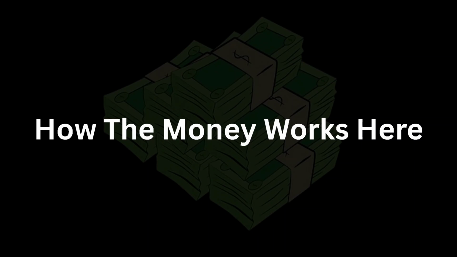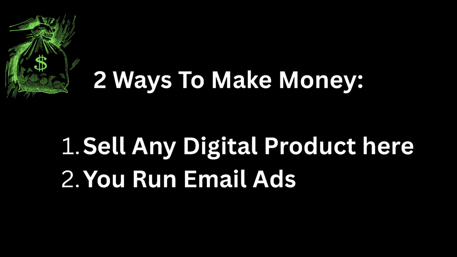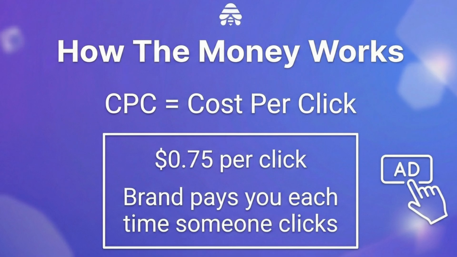Getting to the second part of the video, how the money works here. It actually works in two ways. First, you sell any digital product here by creating a page. The second option, which is making me money right now, is by running email ads. This is how the email ads work. It works on a CPC model, the cost per click.